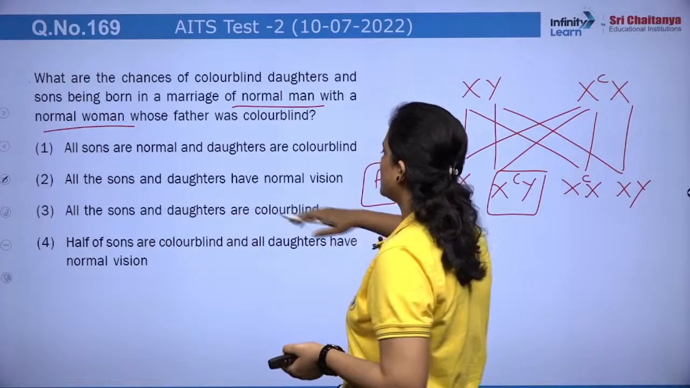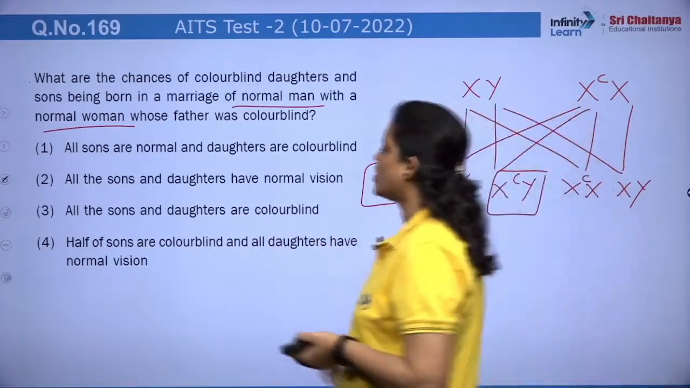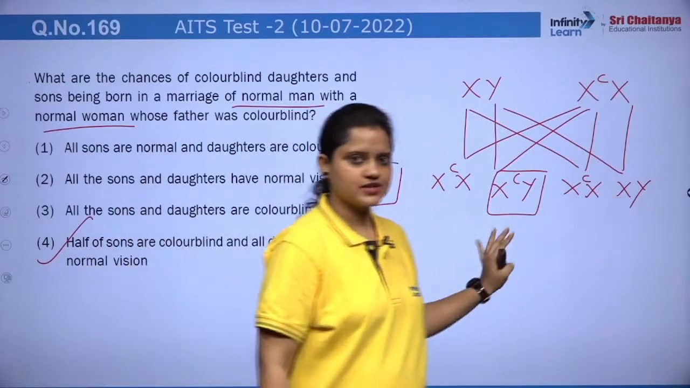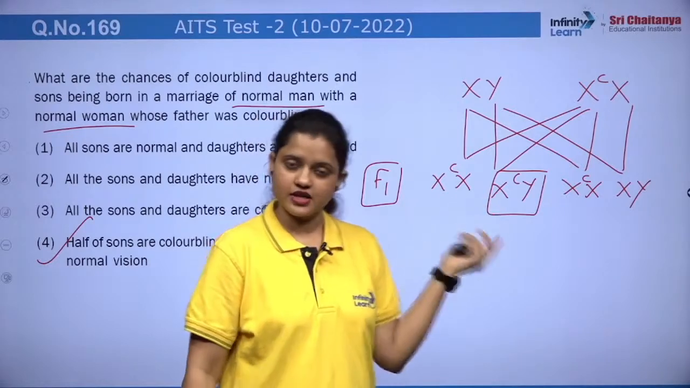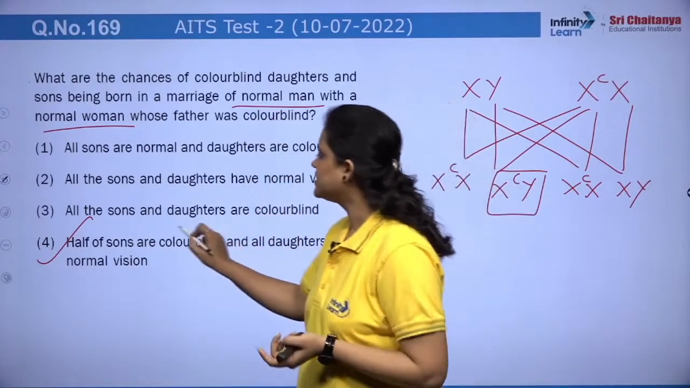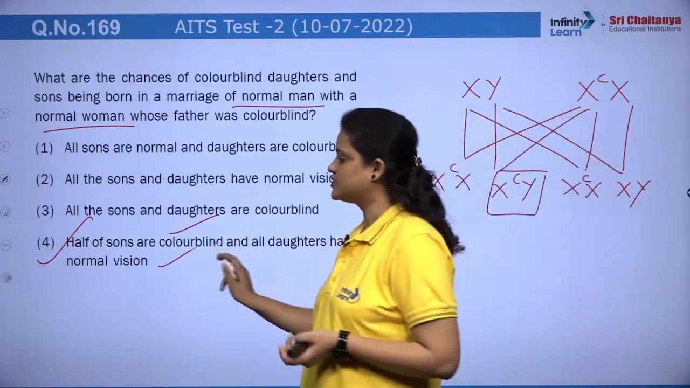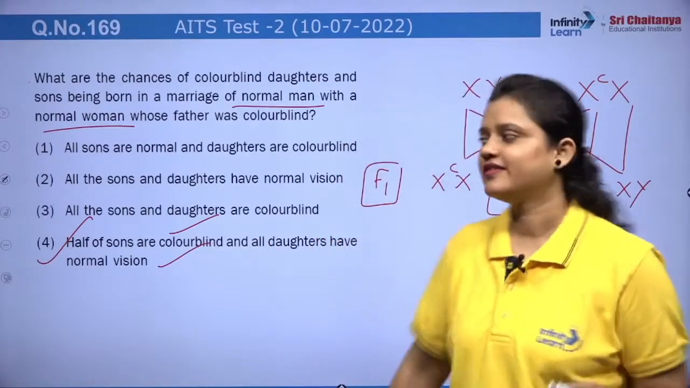All the sons and daughters are colorblind? No. Half of the sons are colorblind and daughters have normal vision. See, there are two sons and one son is affected. That means yes, half of the sons are colorblind, but all the daughters have normal vision. Absolutely correct, though they are carriers, they will have normal vision, right?